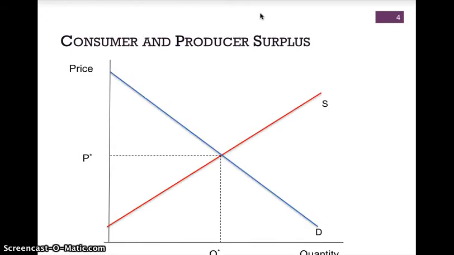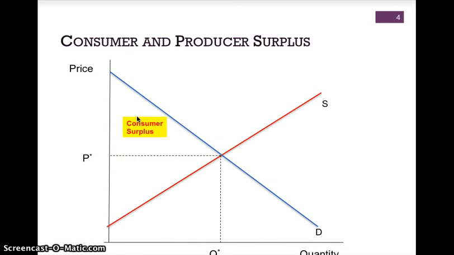Let's see this on a diagram. So we have our downward sloping demand curve. We have our upward sloping supply curve, and we're at the equilibrium. We have the equilibrium price, the market price, and the equilibrium quantity, the amount actually bought and sold. Now the consumer surplus is given as the area below the demand curve but above the market price. So the consumer surplus is the entire area below the demand curve but above the market price.